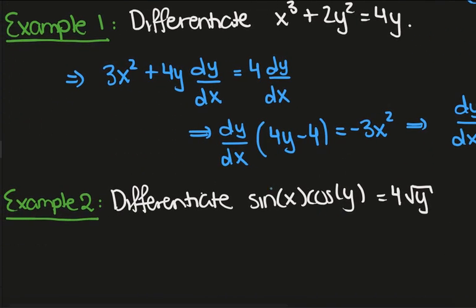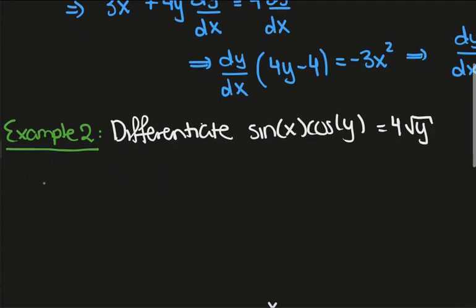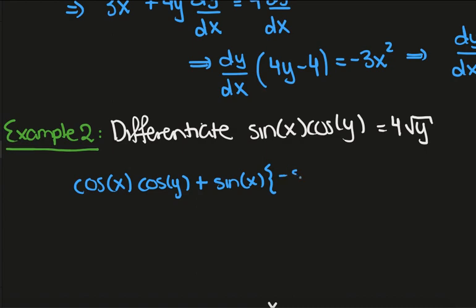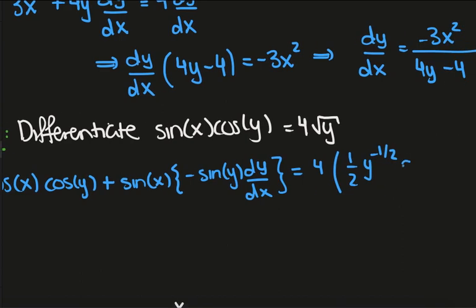Okay, let's look at a slightly more complicated example. Differentiate sine x cos y equals 4 times the square root of y. So we differentiate as per usual. Sine goes to cos x. We're using the product rule, so we have cos y plus sine x, and then the derivative of cos y is minus sine y dy dx, and we'll differentiate the square root of y. That'll get us 2 y to the minus 1/2 dy dx.